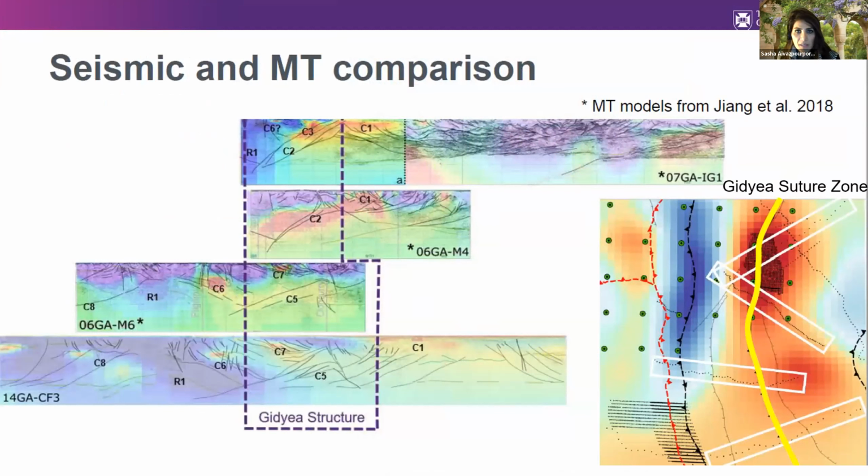With this one, again, this is from Janelle's presentation. These are the seismic lines that I showed you earlier, and these are the MT work over them that has been done by Zhang et al. in 2018, and they published it. So with these models, again, what you can see is basically the Giza structure.